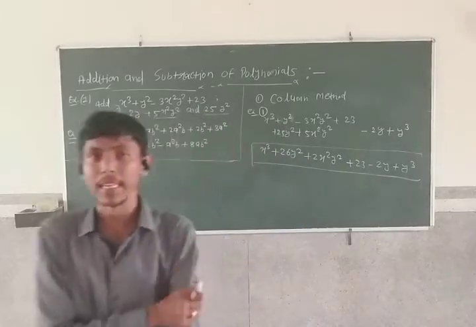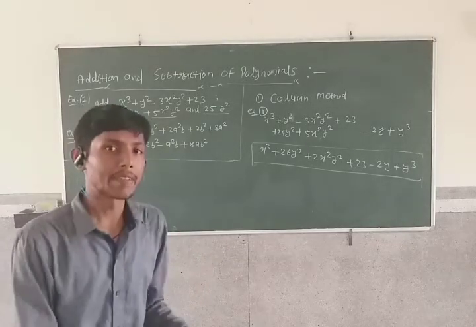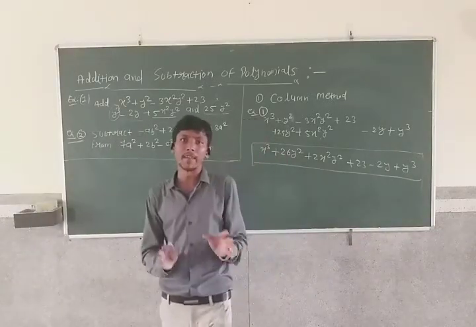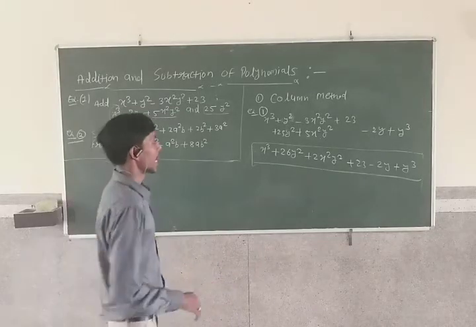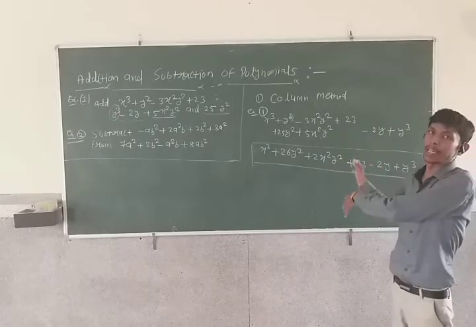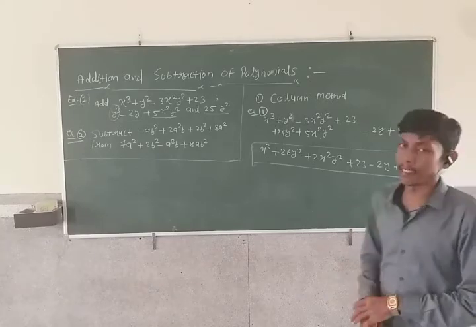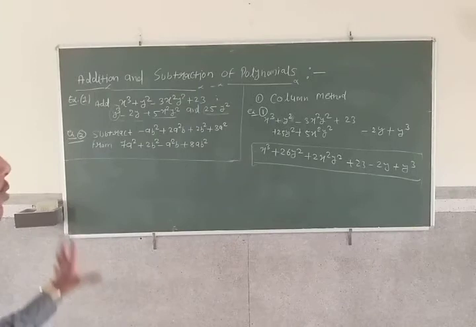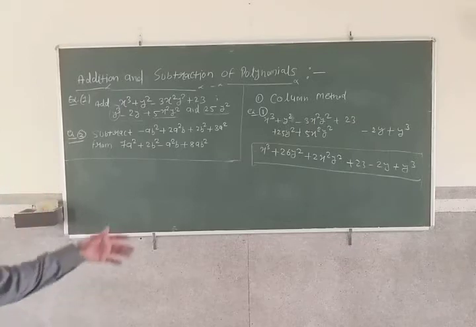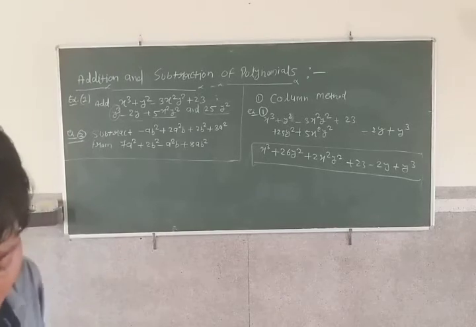So in the column method, we will make separate columns for each variable. Then from the second polynomial we will write the terms having the same variable in the same columns, and if we don't have any column for any variable, then we will write it separately. Then we will solve just as we are solving integers. No need to change the variables. So this is the process to add the polynomials using the column method.